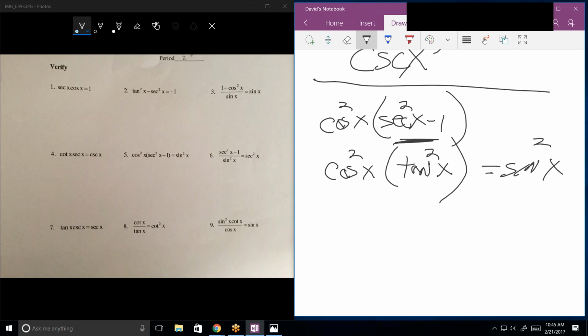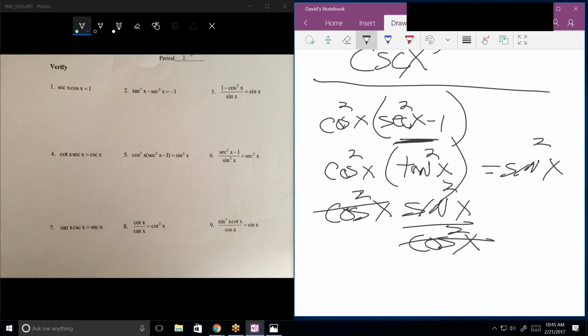What's the quotient identity for tangent? Isn't it sine x over cosine of x? So what's the quotient identity for tangent squared? Sine squared x over cosine squared x, right? So we'll divide the cosine squared, or the cosine squared cancel those, and you're left with sine squared. That's what we've been trying to prove. So it's always using combinations of these 11 identities. Notice we had to use the Pythagorean identity to convert that to tangent, and then we had to use the quotient identity to convert that to sines and cosines.